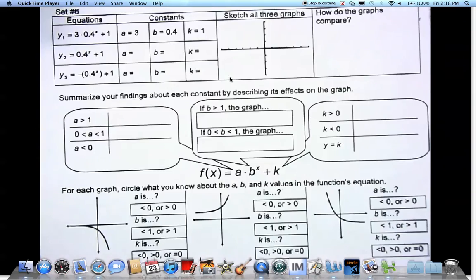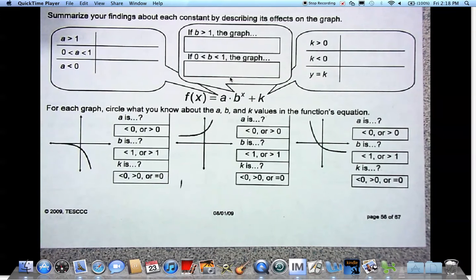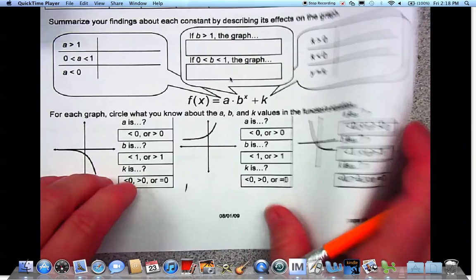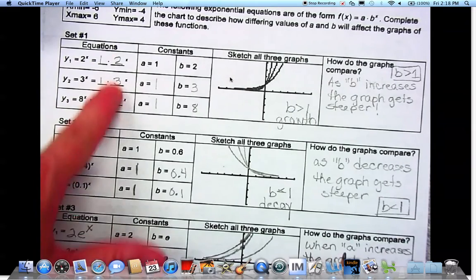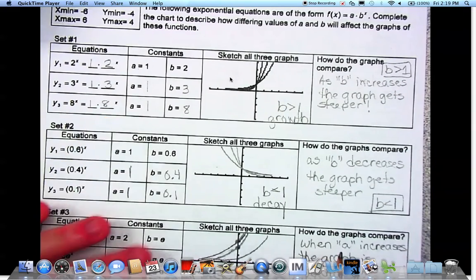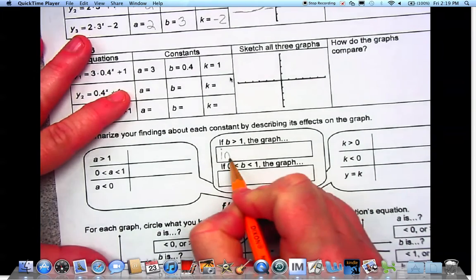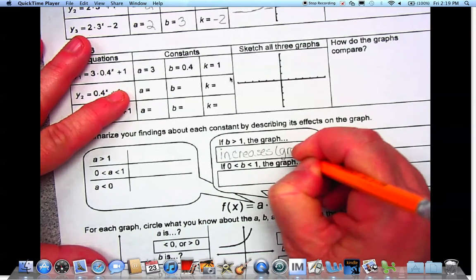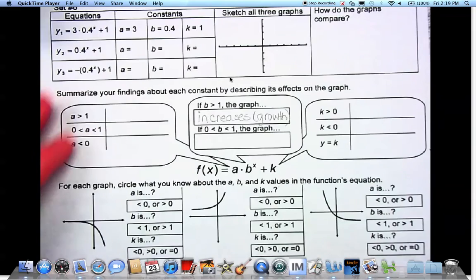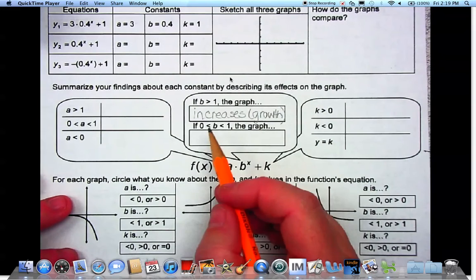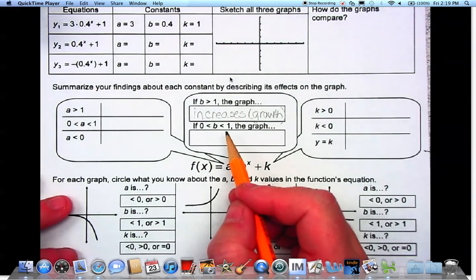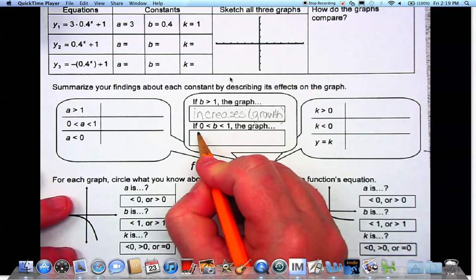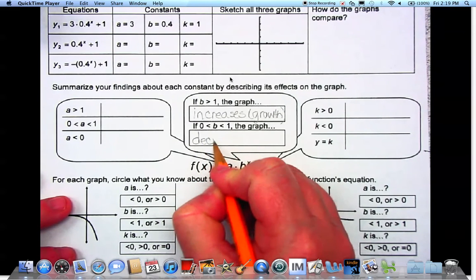Okay, down here, we're going to summarize and be done. If b is greater than 1, like these, does the graph increase or decrease? Increases. Is it called growth or decay? Growth. Now, b is between 0 and 1, like 0.6, 0.8. The graph decreases, and that's called decay.